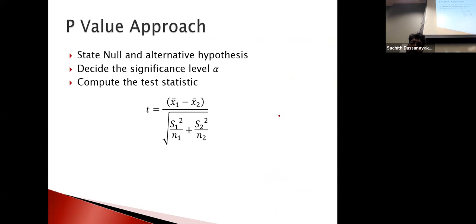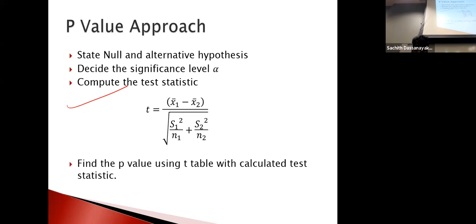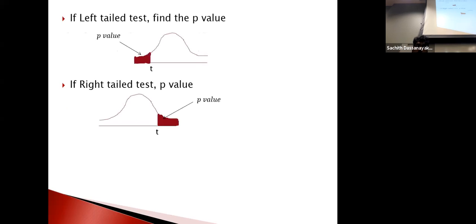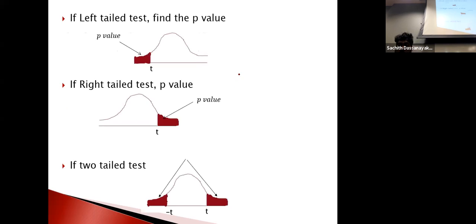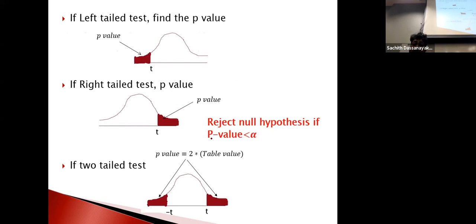Based on the p-value approach, the steps are pretty similar up to calculating the test statistic. Then go to the t table and find the p-value. In all cases, you reject H naught if your p-value is less than alpha. That's the one and only condition. So how do we find this value? This is delta, so your p-value equals delta. If it is a right tail test, delta is this, so your p-value is 1 minus delta. What is delta?